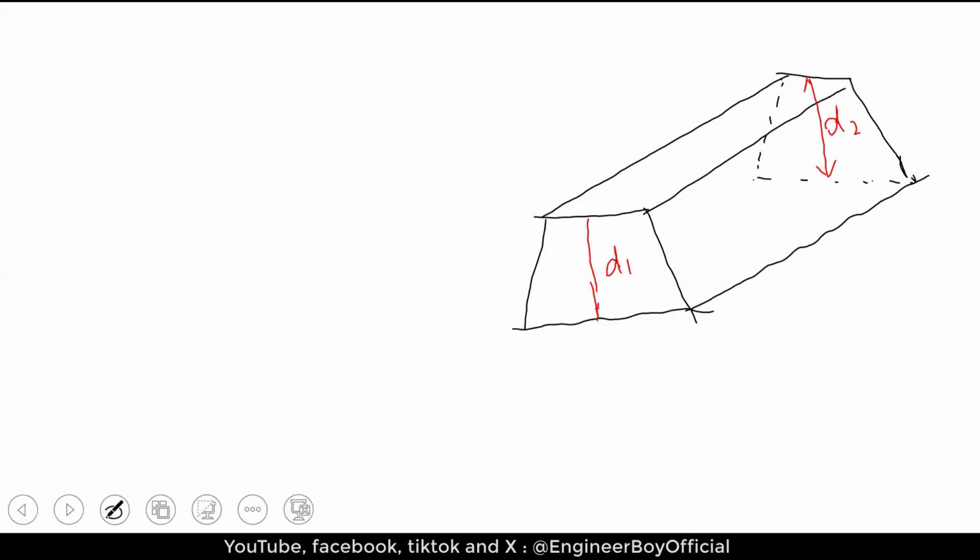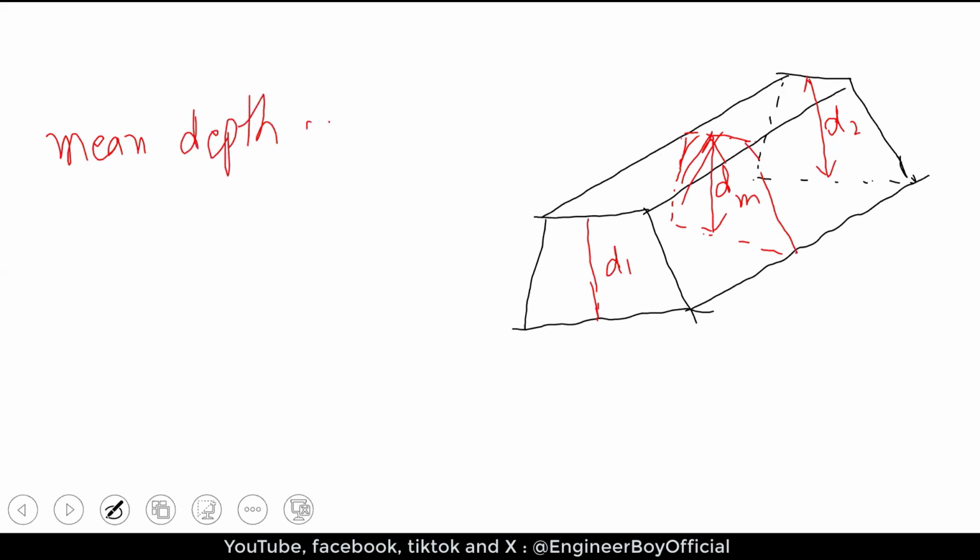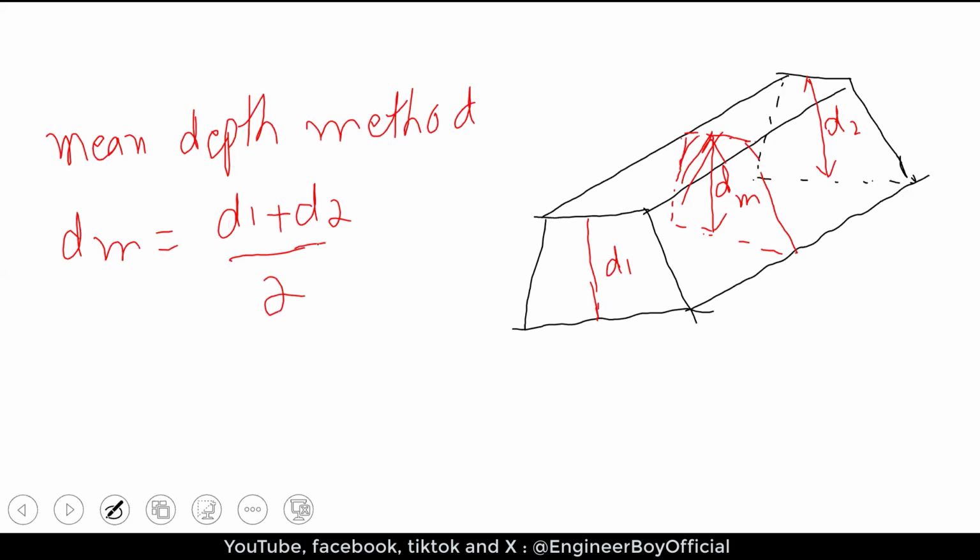Okay, so let's say we have two different depths at each end, and we are talking about the mean depth method. It means the mean can be taken as the middle one like this. This depth can be just measured, and let's say this is dm. So the mean depth method is all about dm, and this should be d1 plus d2 divided by 2. So this is the mean depth for the same embankment.